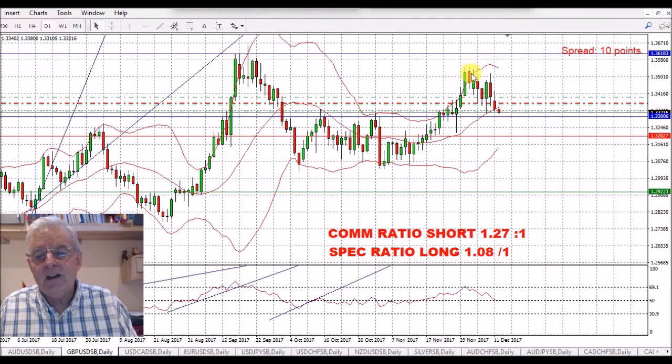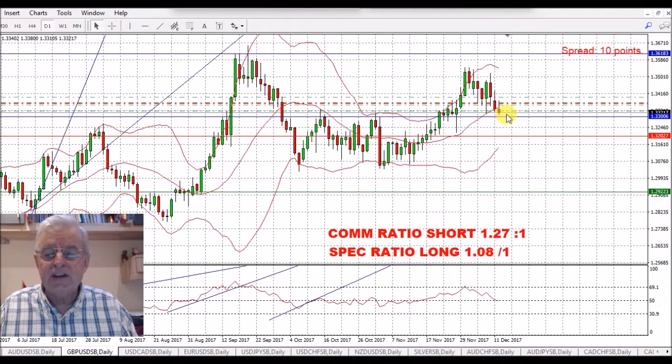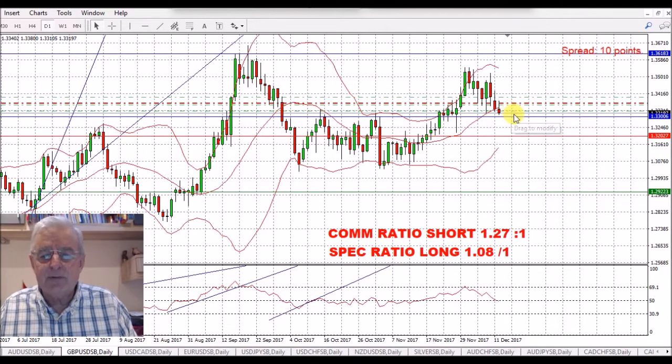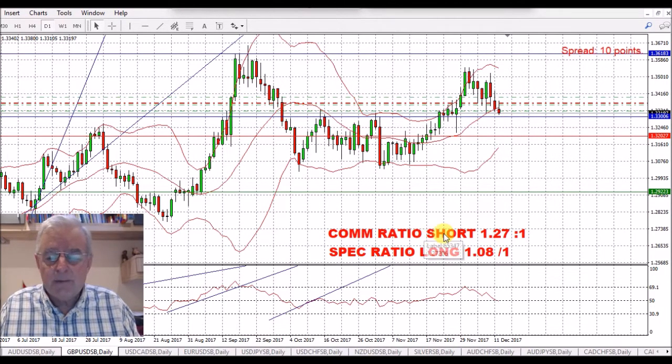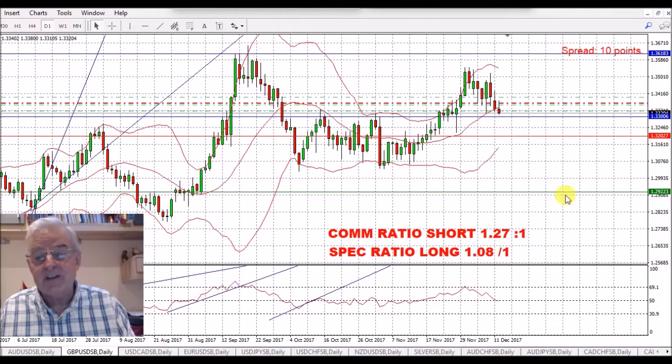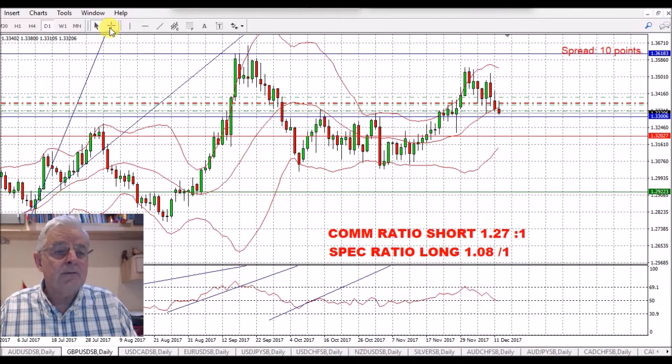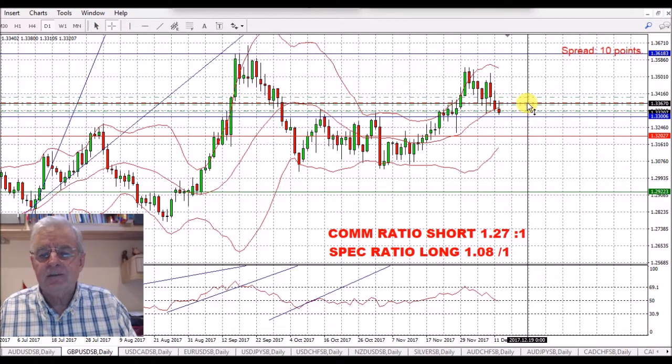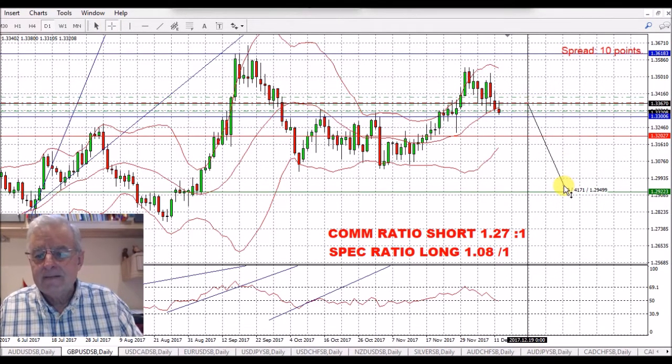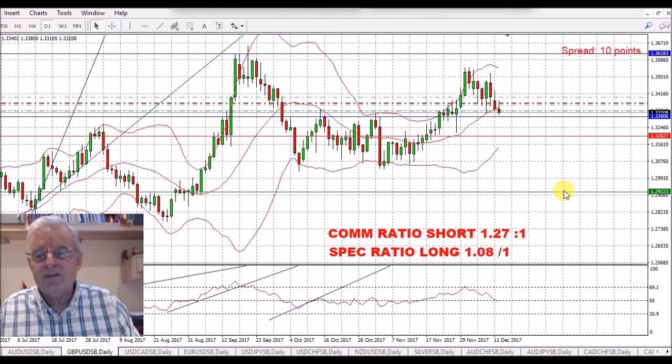As I said, we got a bit of weakness in. I've put stops on the 2 trades in profit, and I've put another trade in, which is slightly in profit now. We've got a commercial short ratio of 1.27 to 1 for the pound. I'm expecting to go down to the 29 mark, so that will give it, I think it's a couple hundred pips, something like that. No, 430 pips. So that'd be quite nice.